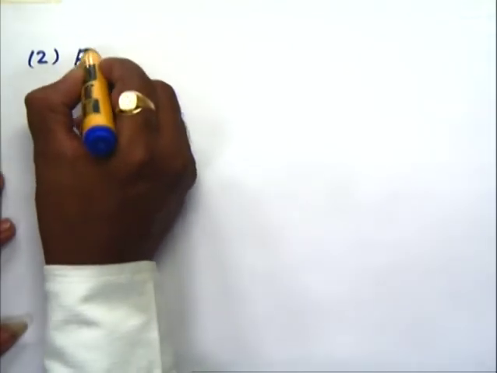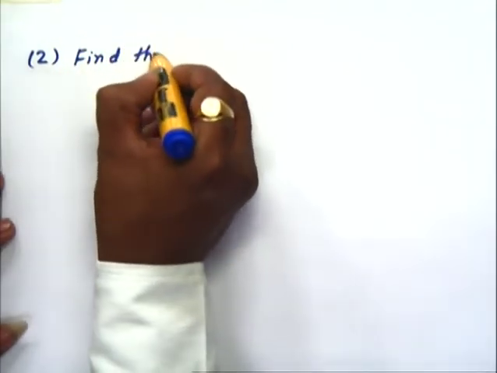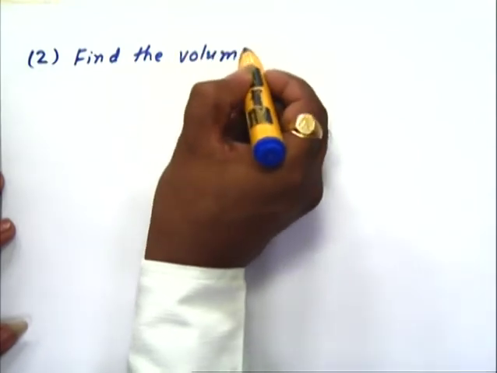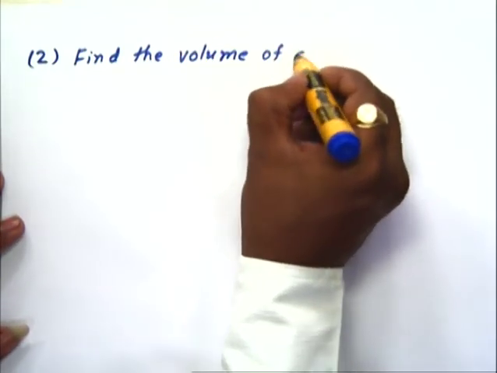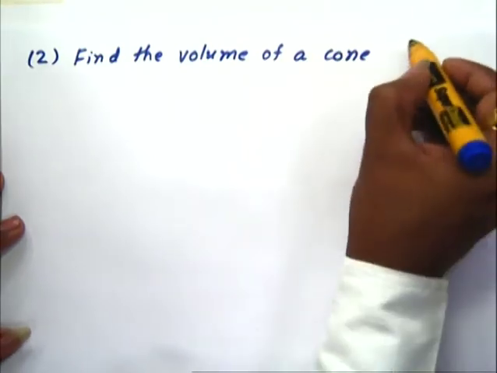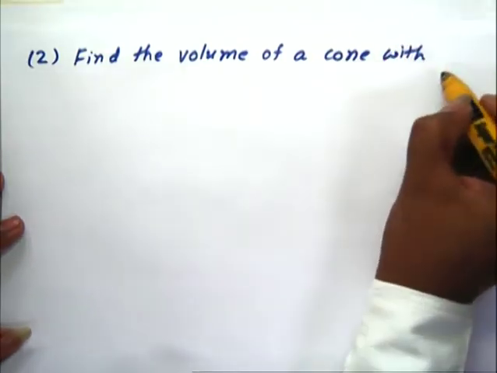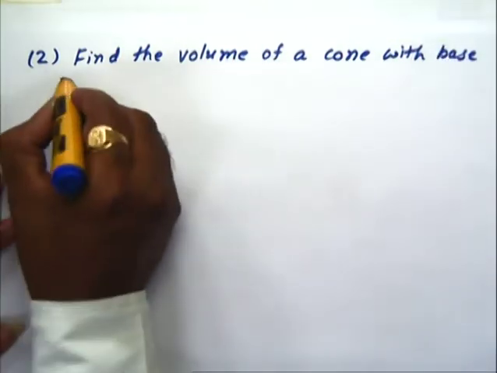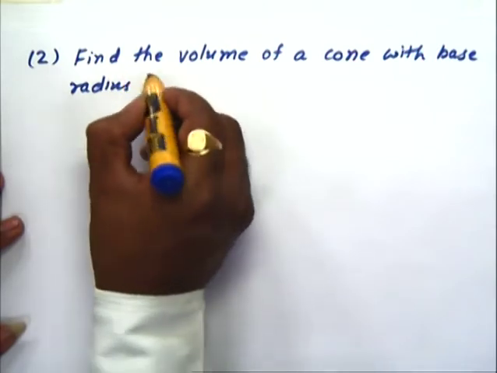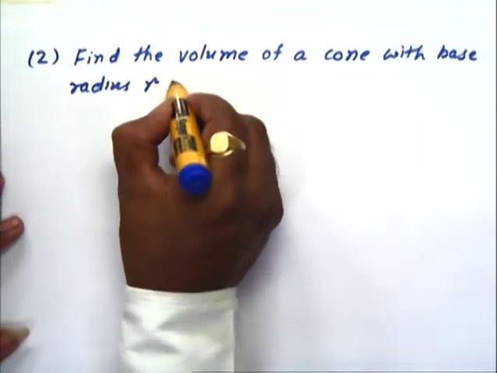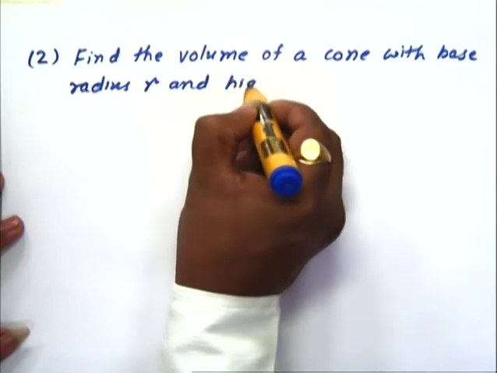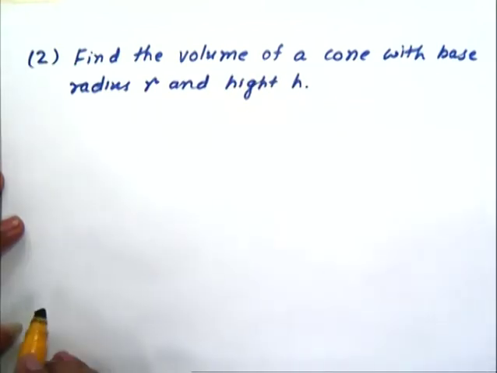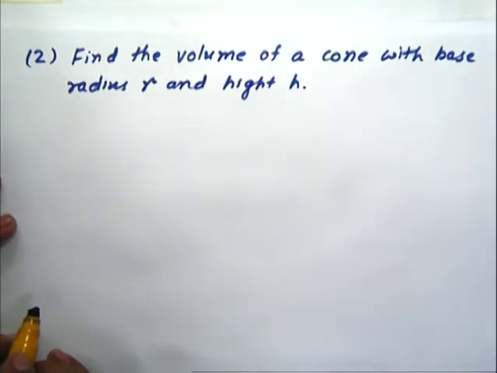Example number 2. Find the volume of a cone with base radius r and height h. Find the volume of a cone with base radius r and height h.